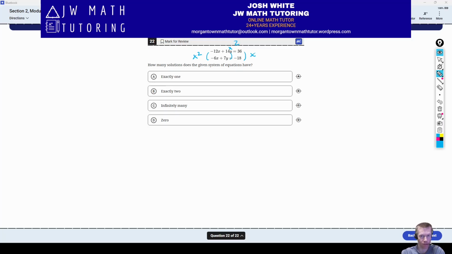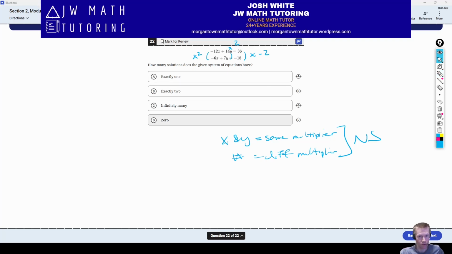However, here, notice it is different. It is not the same. It is -2. So in other words, x and y have the same, what I call multiplier, or you could also call it a scale factor, but the number terms are different. They have a different multiplier, different scale factor. That means this is going to be no solution. In other words, it's letter D, there are 0 solutions.